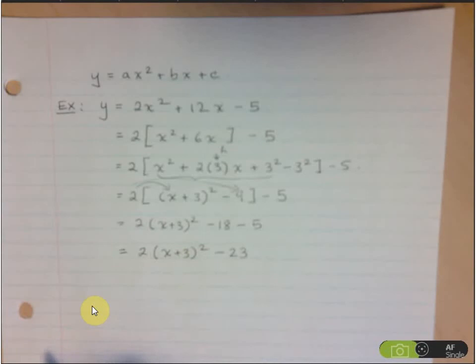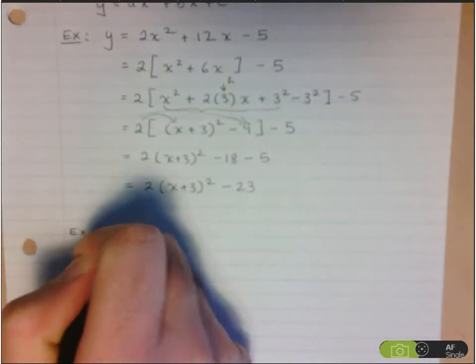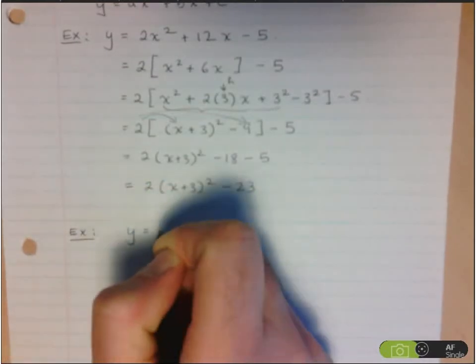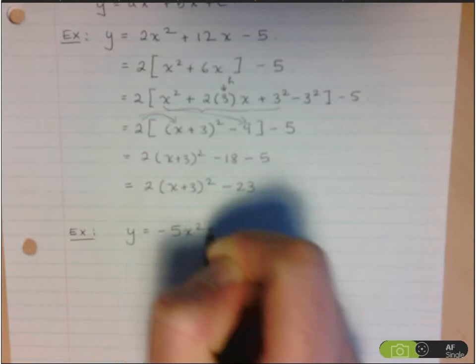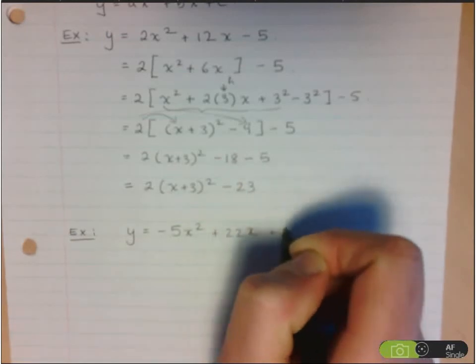Okay, so now we're going to take a look at a second example. The second example we're going to look at is y equals negative 5x squared plus 22x plus 1.